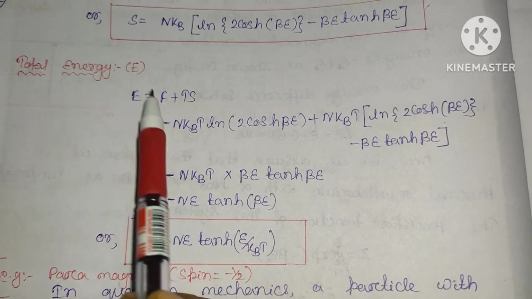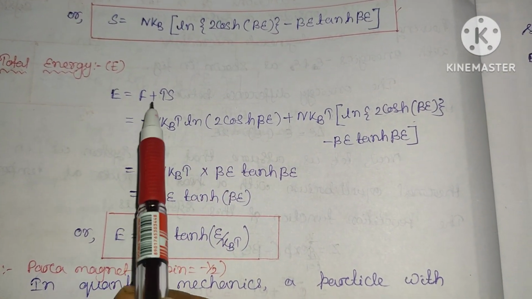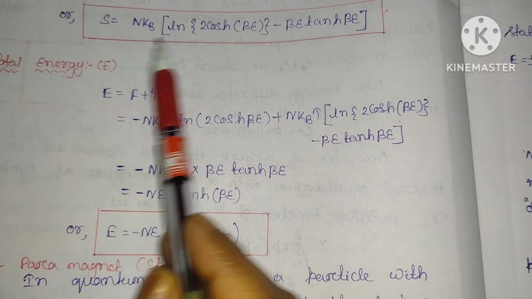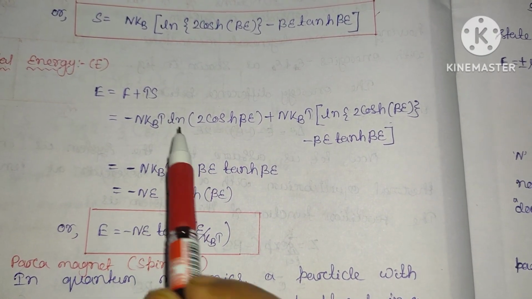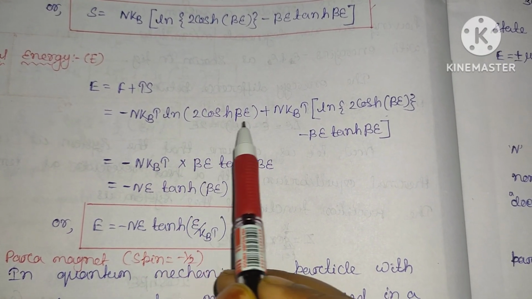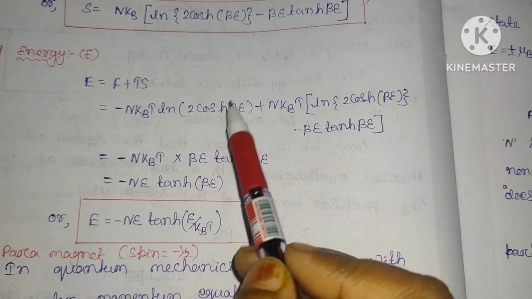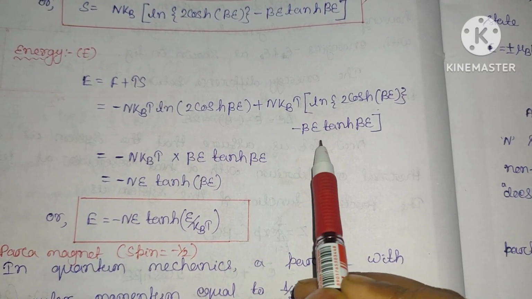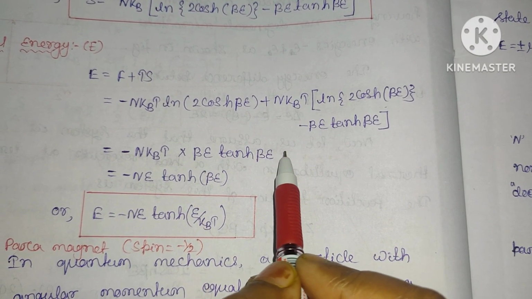Now see the total energy. Total energy is the free energy plus TS. So from the free energy expression we have substituted this, and here the entropy is this much, and by multiplying the T here we will get minus nkT ln 2 cosh βε, and here also plus nkT ln 2 cosh βε, so they will get cancelled. So the remaining term is minus nkT βε tanh βε. Clear?